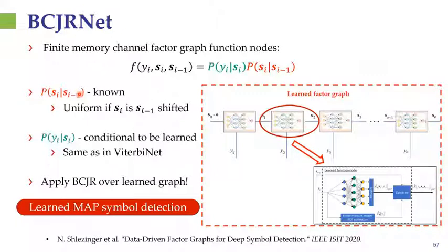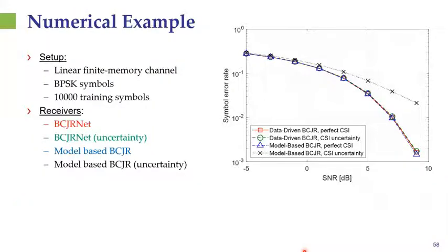We're applying BCJR on the learned graph, and assuming we have an accurate estimate of the function nodes, we actually implement MAP symbol detection. This was just recently published in ISIT. It is also available on arXiv, this paper. So how does it work?